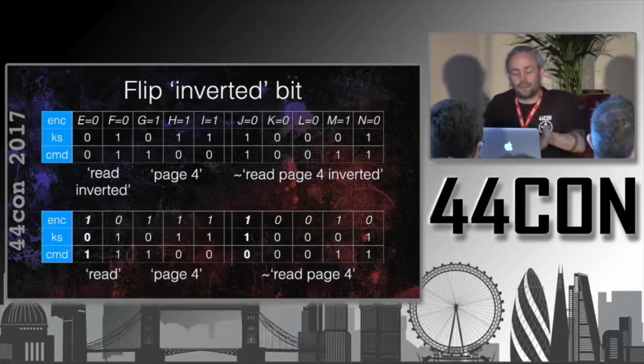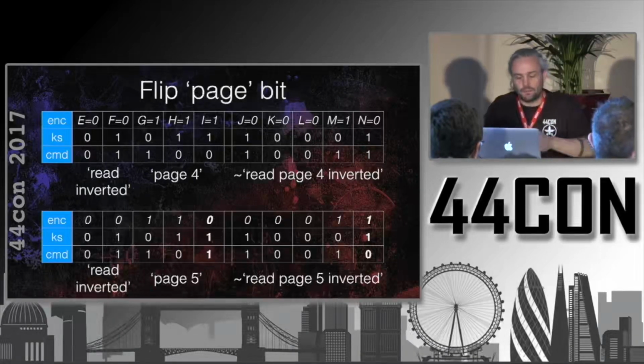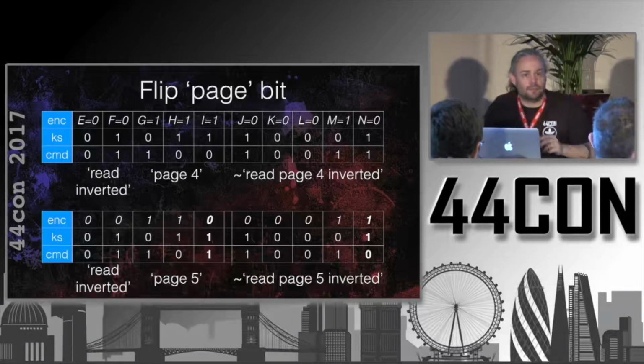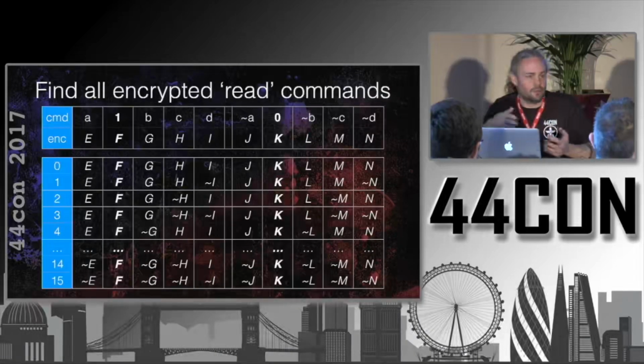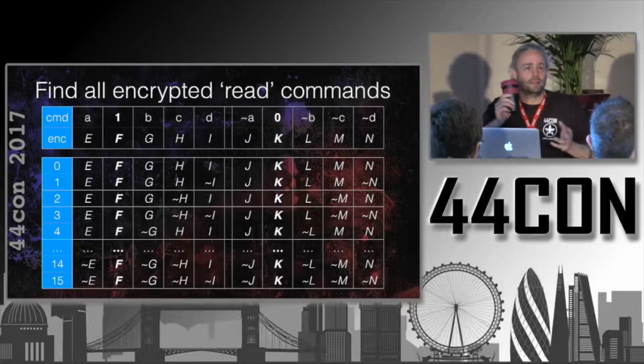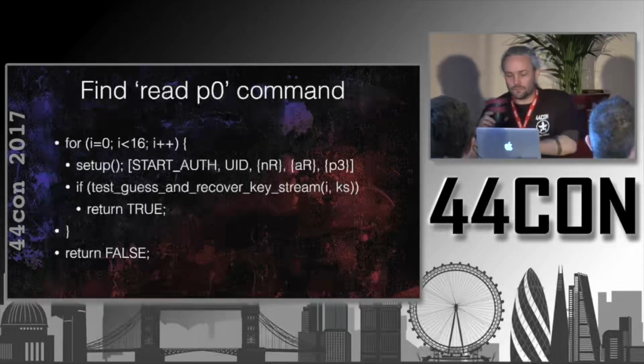So we can flip a bit and turn a read inverted into a read, or a read into a read inverted. We can flip a page bit and turn one page read into a different page read. So if we flip all of those bits in a sequence, we can find all the other 15 possible commands. We've now got a set of 16 encrypted commands, which are all valid reads, and one of those is read page 0, which is what we're going to look for.